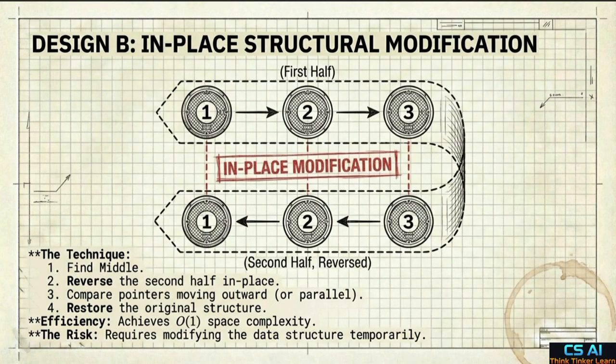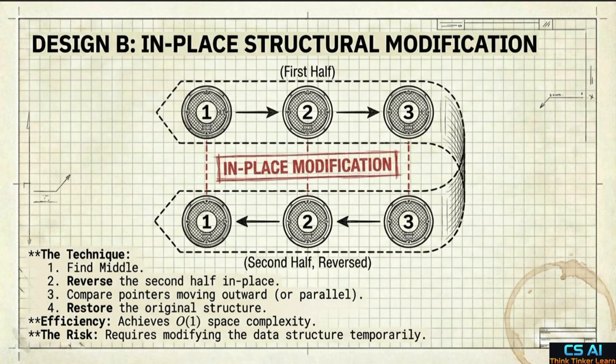Our second approach is design B, in-place structural modification. This technique allows for palindrome detection with O(1) space. The technique involves 4 steps. Number 1, find the middle of the linked list using the runner technique. Number 2, reverse the second half in place. This physically alters the pointers in the latter half.